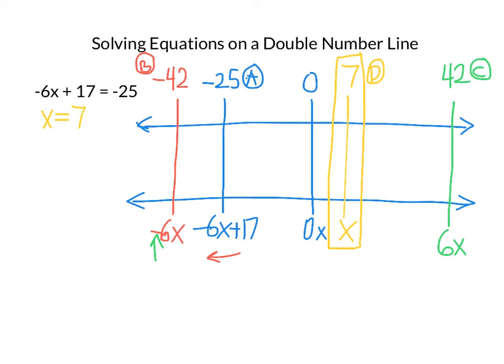And then you could check it if you wanted to, which is negative 6 times 7 plus 17. Does that equal negative 25? That's negative 42 plus 17. Does that equal negative 25? We can see that the signs are different, so we find their difference, and the one farther from 0 is the negative, so yes, negative 25 equals negative 25. So we know that x does equal 7. And that's solving equations on a double number line.